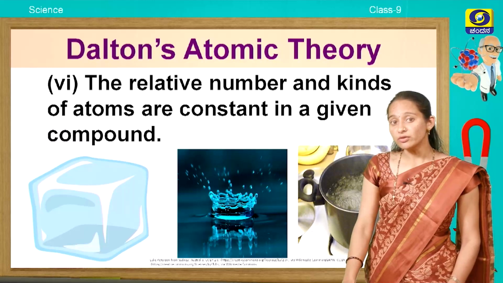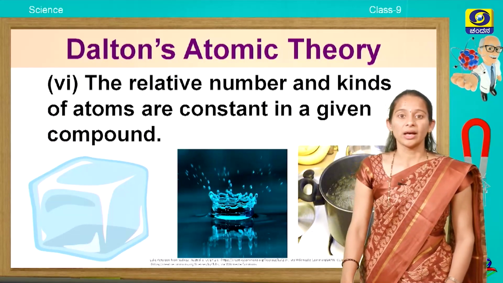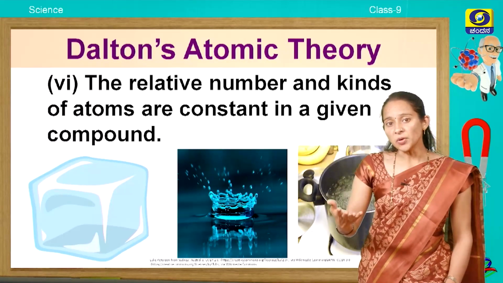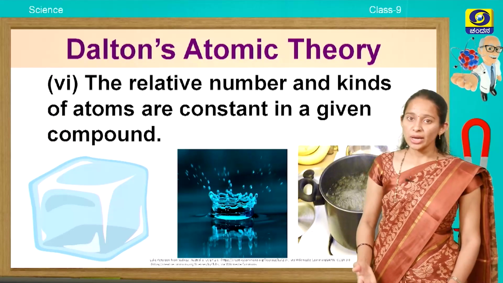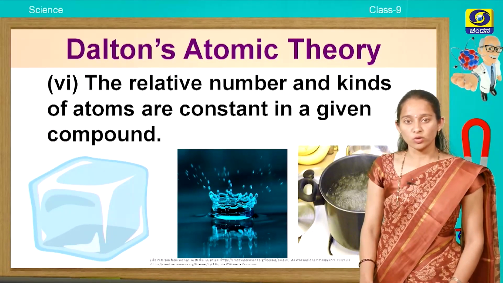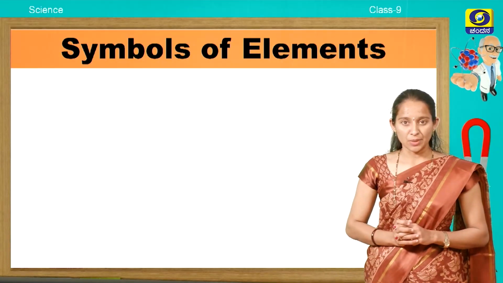This was one of the postulates of Dalton's atomic theory. In all these 6 postulates, he has supported the ideas given by Joseph Proust and Antoine L. Lavoisier. Let us now understand about symbols of elements.